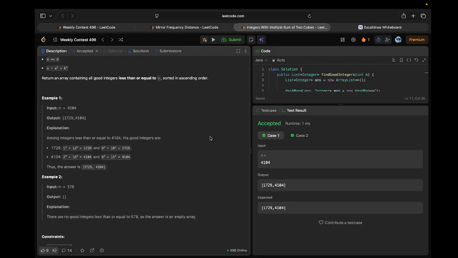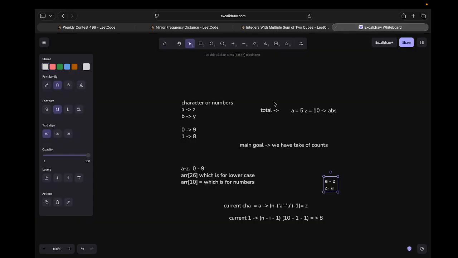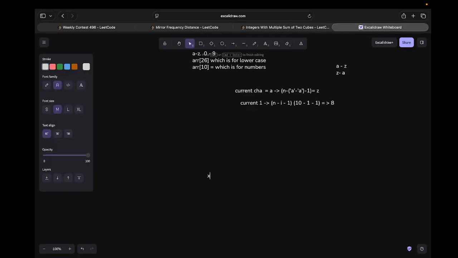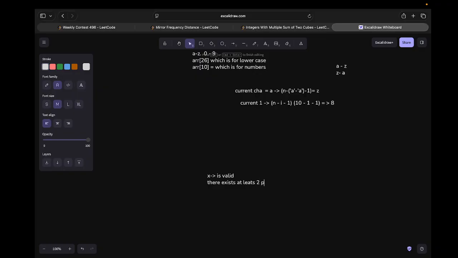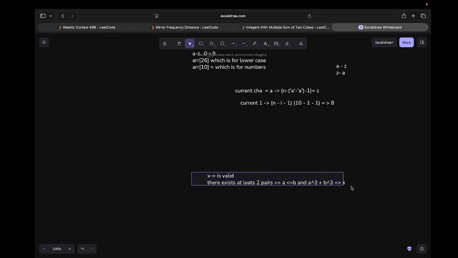For x less than or equal to n, we just have to find whether x is valid for us if there exist at least two pairs such that a is less than or equal to b and a cube plus b cube is equal to x. So this is what we have to achieve over here.